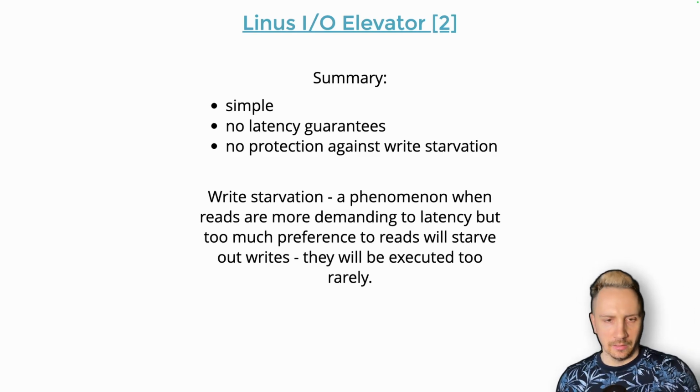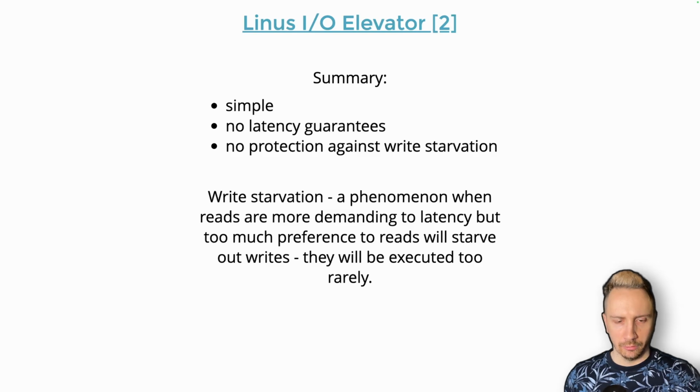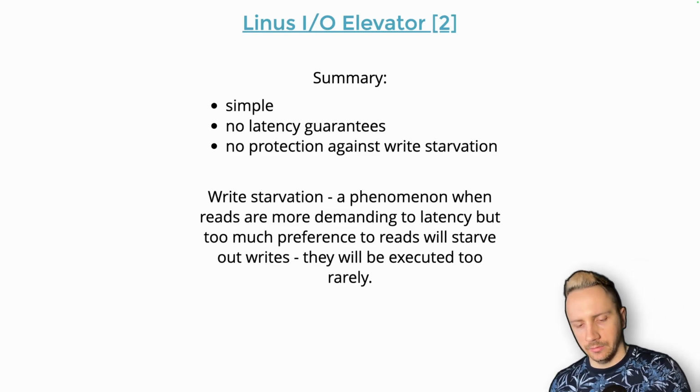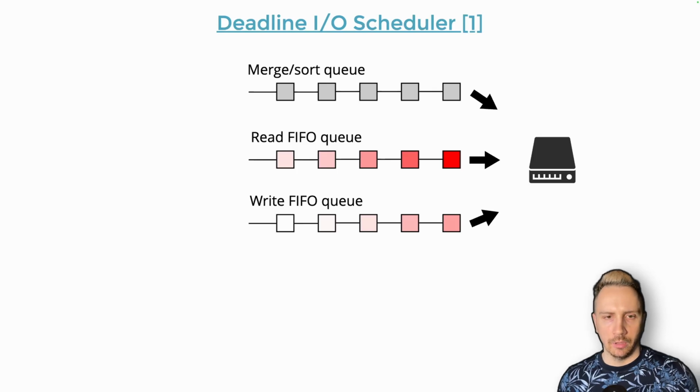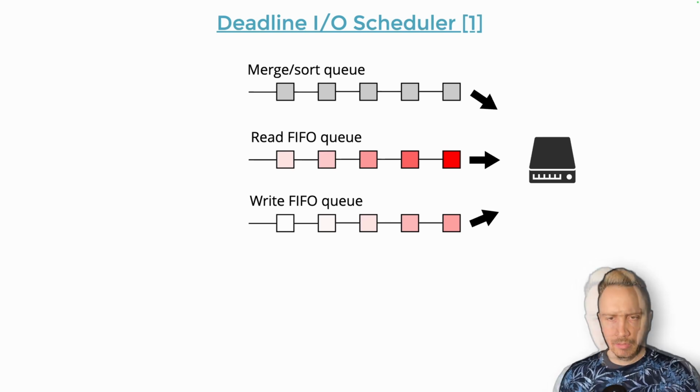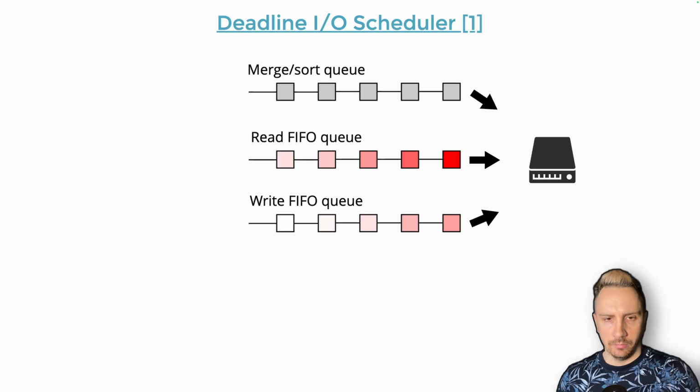And there is another scheduler which is trying to address those issues. It's called the Deadline IO scheduler. It has 3 queues instead of one. One big queue for all requests, which works the same way as the Linux Elevator. So it does merge, sort, and all of that. And all the read and write requests are put there.